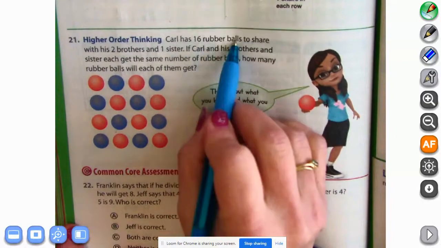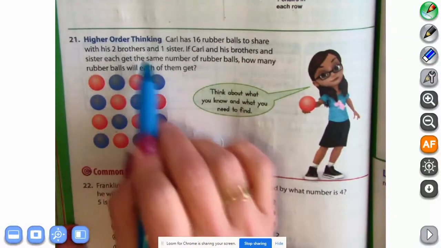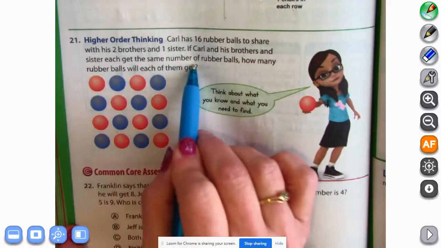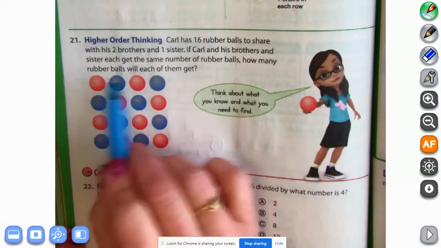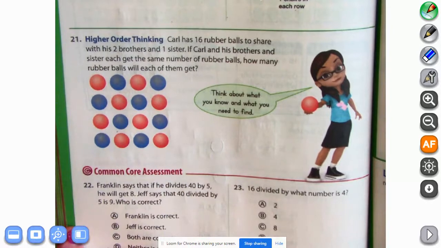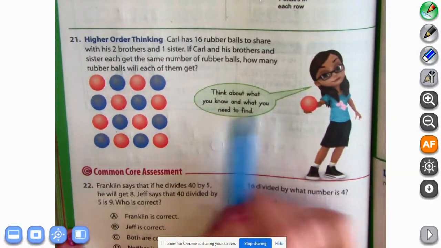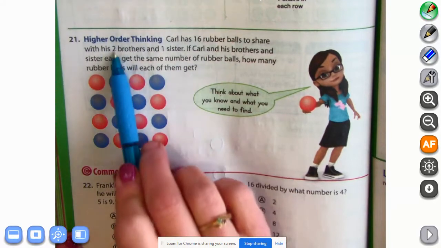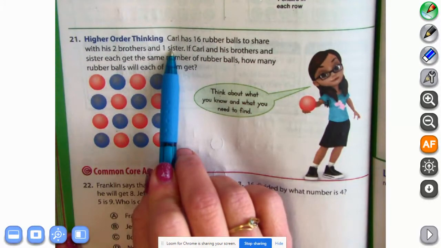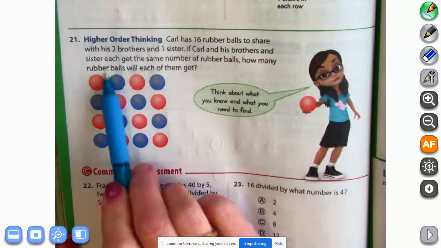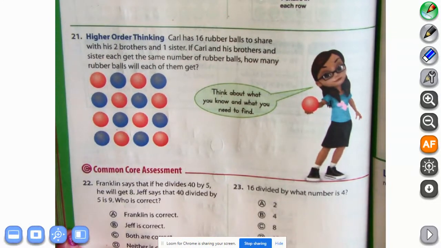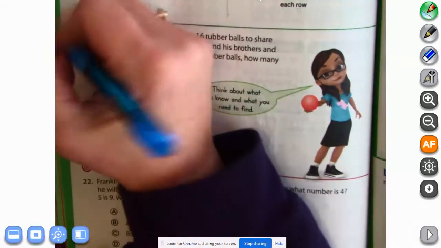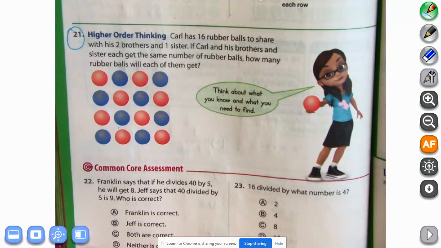Carl has 16 rubber balls to share with his 2 brothers and 1 sister. If Carl and his brothers and sister each get the same number of rubber balls, how many rubber balls will each of them get? Think about what you know and what you need to find, okay? So we know that there are 16 rubber balls. He's sharing them with 2 brothers and 1 sister. So how many balls will each of them get? 21.